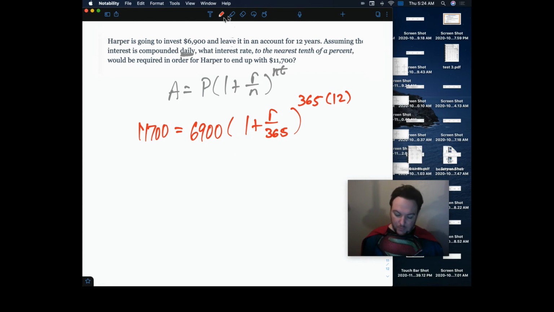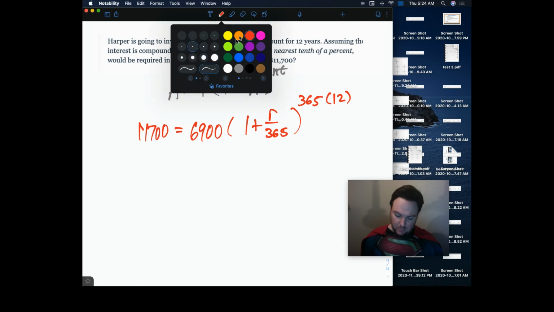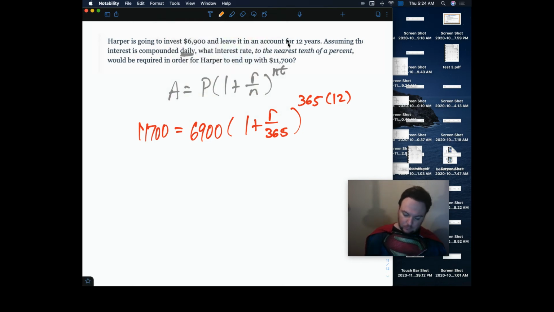The first thing I'm going to do here is, I'm a big fan of trying to get that r by itself as much as possible. So I'm going to start by dividing by 6,900.